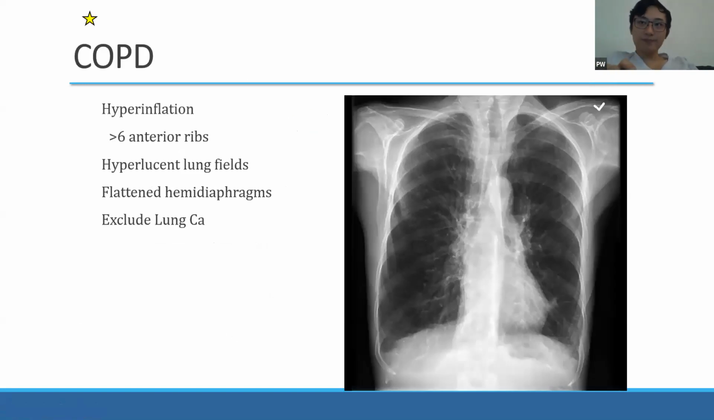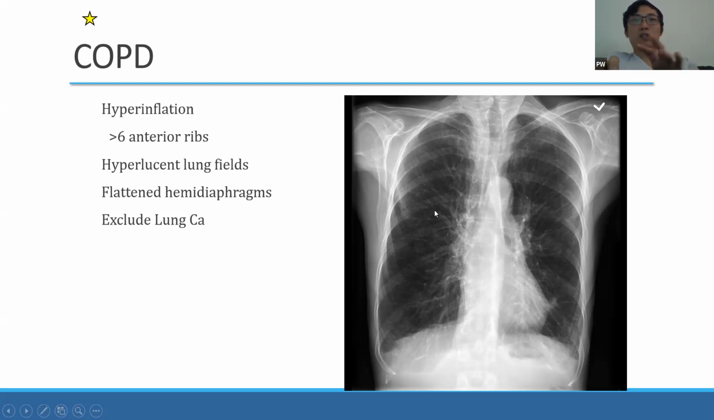So this is a typical COPD chest x-ray. What you can see is it's super hyperinflated. You can see more than 6 anterior ribs. So 1, 2, 3, 4, 5, 6, 7, 8. So there's a lot of ribs. There's just a lot of ribs coming through in terms of this.